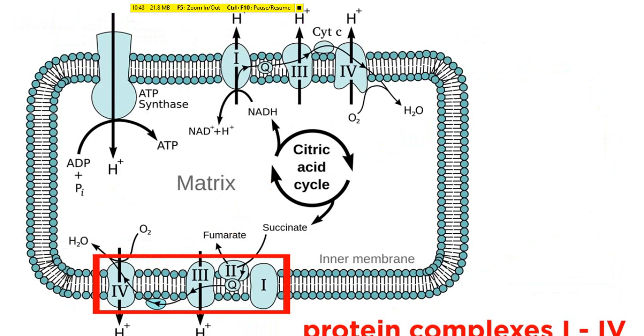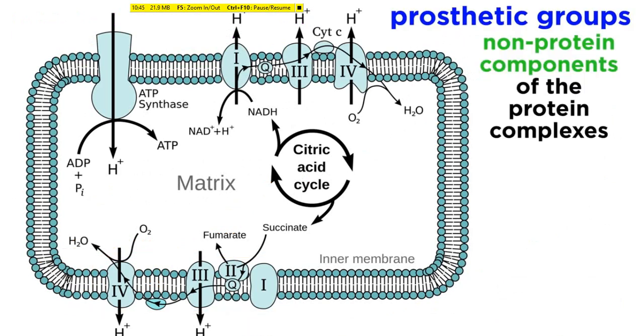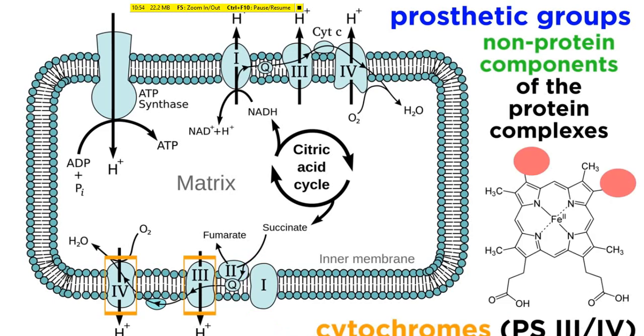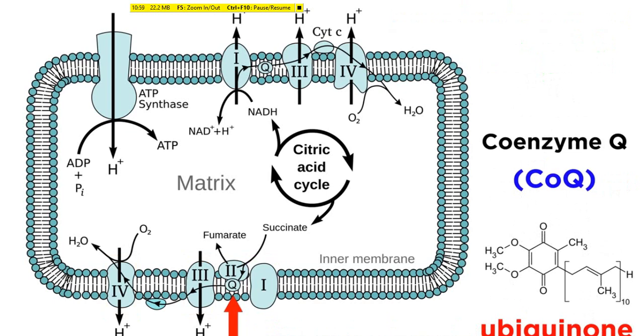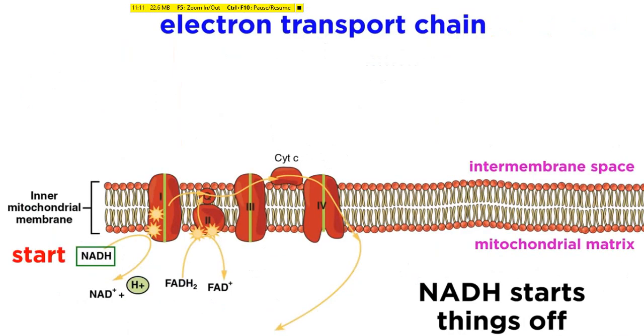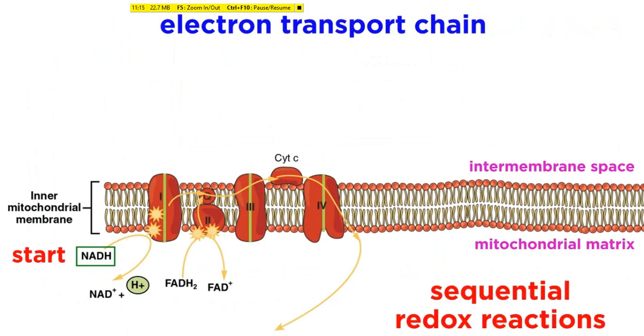These proteins bear a variety of prosthetic groups, which are non-protein components that give the protein its functionality, including flavin mononucleotides and cytochromes. There is also one compound in the electron transport chain that is not a protein, and that's ubiquinone, a small hydrophobic molecule that is mobile within the membrane, and it is also known as coenzyme Q, or CoQ.